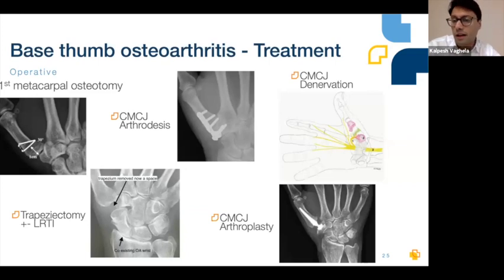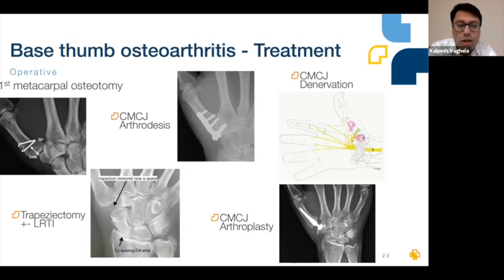There are also clever operations such as CMC denervation. There are specific nerve branches that come to the carpometacarpal joint, and you can divide these surgically and selectively, which doesn't give you any other neurological deficits, but essentially disconnects the joint pain from the brain. That can give you some good pain relief, and there's quite good evidence that it can be helpful in this context.